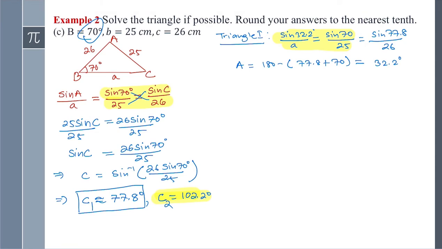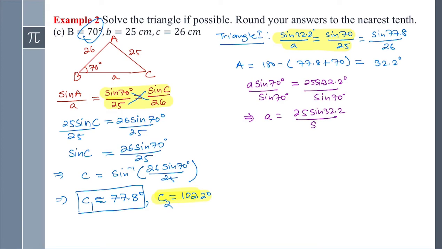If we do the cross multiplication, we get A times sine 70 degrees equals 25 times sine 32.2 degrees. Now if we divide by sine 70 degrees, then we get A equals 25 sine 32.2 divided by sine 70 degrees, and then approximately, if we put that into the calculator, we'll get 14.2 centimeters.